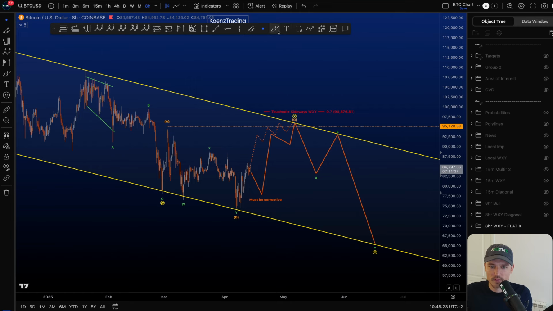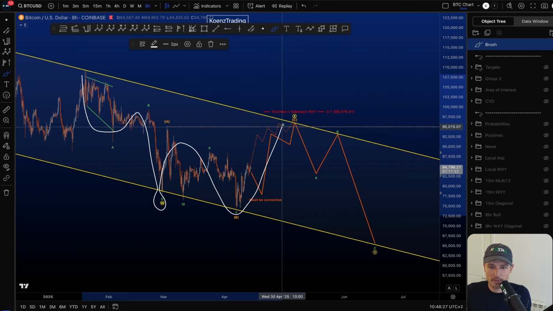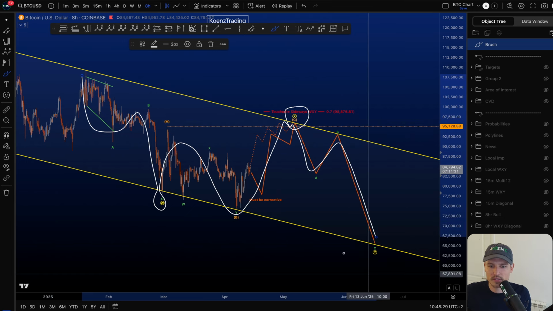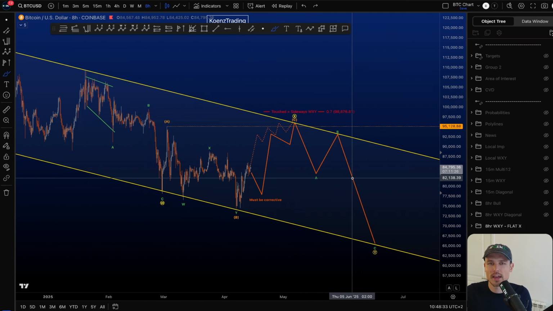Then we have a bigger WXY, ABC, W, ABC, X, ABC, Y. This is a double zigzag with a flat in wave X. A flat in wave X is one of the most common structures in a double zigzag wave X.